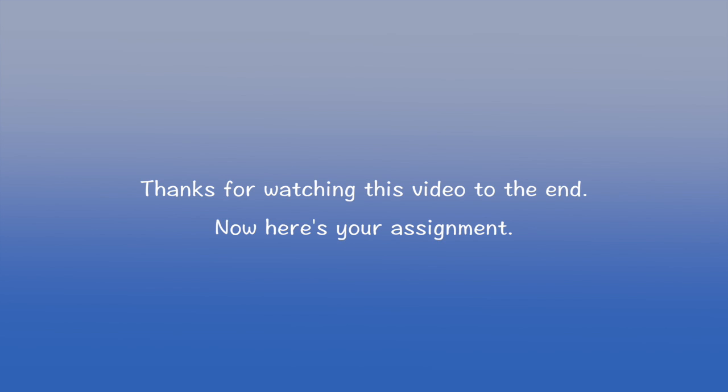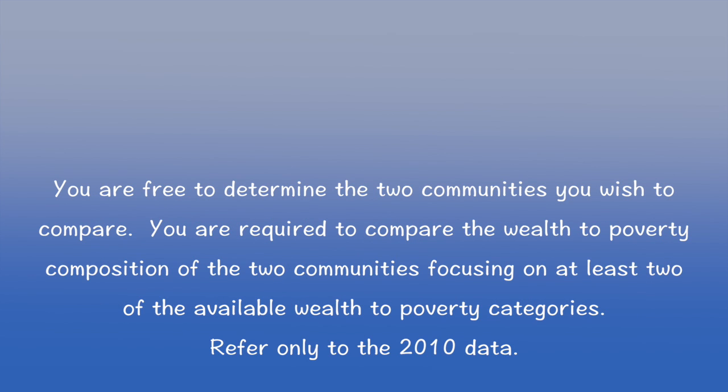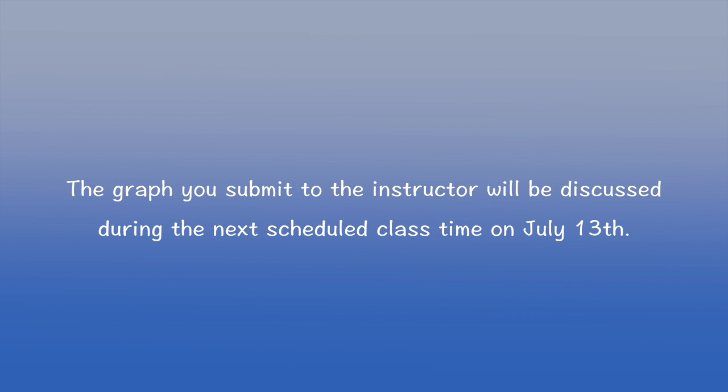Now here's your assignment. You are to create a graph using data made available from the U.S. Census Bureau, Quick Facts. You are to submit a graph and the underlying spreadsheet to the instructor prior to the next scheduled class time that illustrates the relative wealth to poverty demographics of 2 communities. You are free to determine the 2 communities you wish to compare. You are required to compare the wealth to poverty composition of the 2 communities, focusing on at least 2 of the available wealth to poverty categories. Refer only to the 2010 data. The graph you submit to the instructor will be discussed during the next scheduled class time.